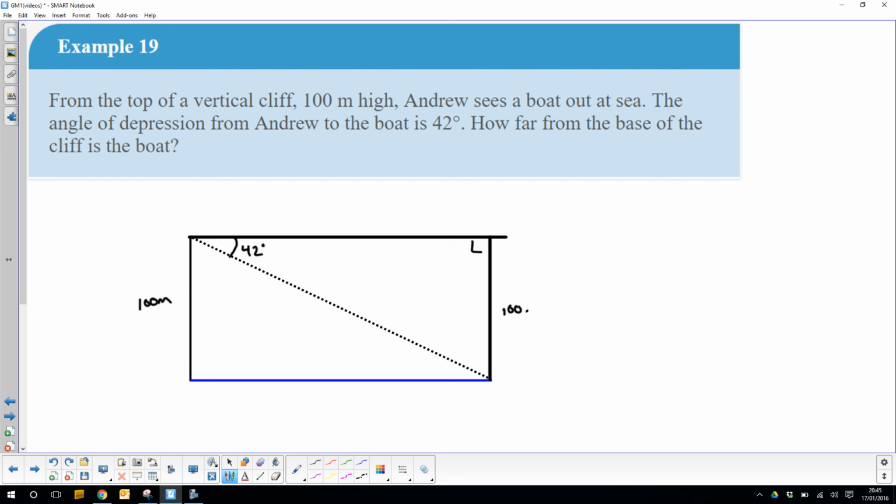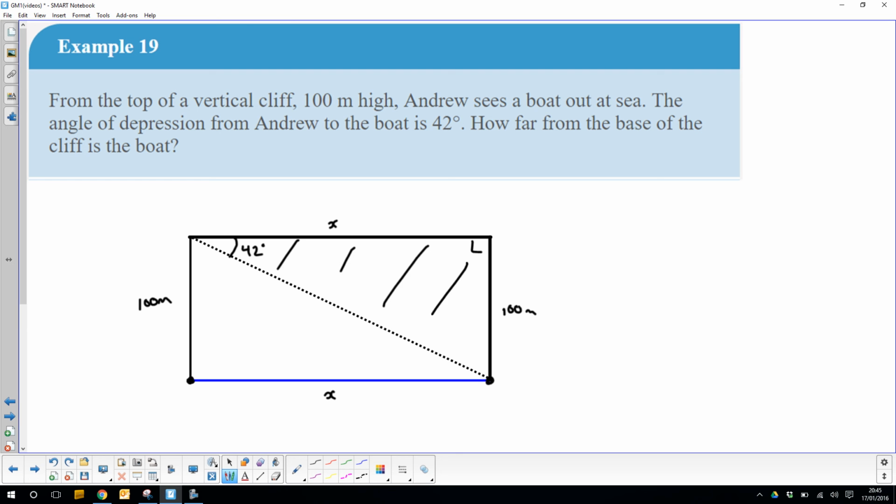So what we're trying to find, it says how far from the base of the cliff is the boat. Well, here's the base of the cliff, here's our boat. So we're trying to find this distance here, which I'll call X. But similarly, in the other triangle that we've drawn, which has made it a rectangle, this must be X as well. So we could use this triangle.